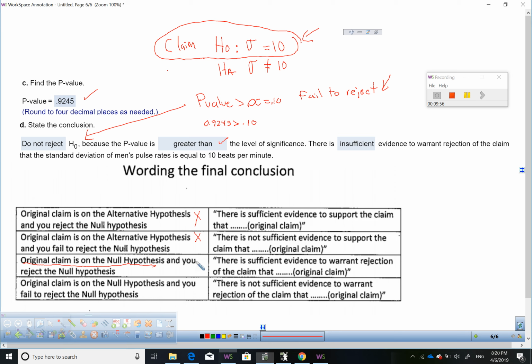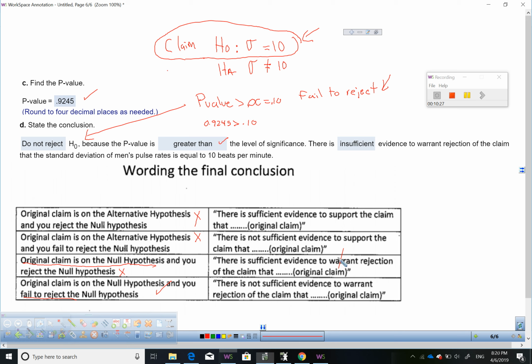But it says, and you reject the null hypothesis. No, that's not our situation. Our situation is the claim is on the null hypothesis, and you fail to reject. That's what we have in this particular situation. So that's why we word it like that. There is no sufficient evidence to warrant rejection of the claim that, well, the claim in this case is that the men's pulse rate is equal to 10 beats per minute. And that's how you do this specific problem.